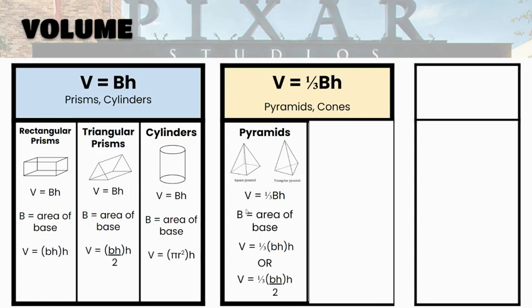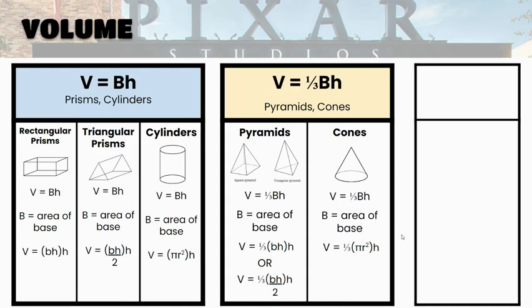For pyramids and cones, it's 1/3 big BH. So we have two different types of pyramids. We have a square pyramid and a triangular pyramid. Again, the big B is the area of the base. So if it's a square pyramid, it's little base times height, right? Or length times width. And if it's a triangular pyramid, it's going to be the base of the triangle times the height of the triangle times the height of the whole shape, all over 2 times 1/3.